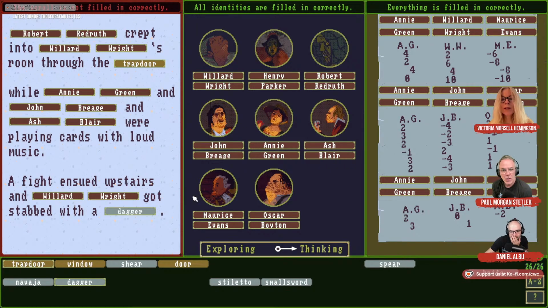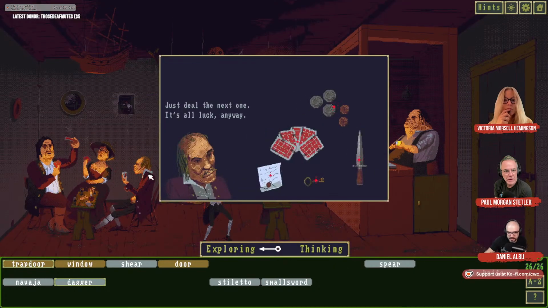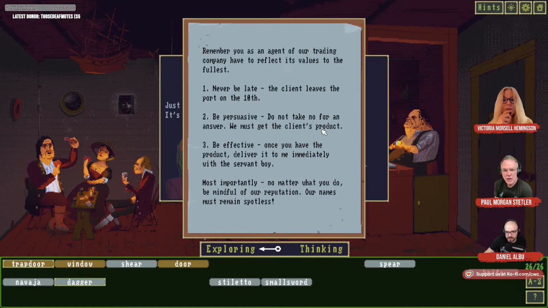There's Maurice Evans. Who's Ash Blair? We haven't talked about Ash Blair. Who's he? He's one of the card players, right? Yeah, he's one of the card players. What about Maurice? Who's he again? Ash Blair is this guy, and he's sitting at the table over here. That's him, and he's got this thing.